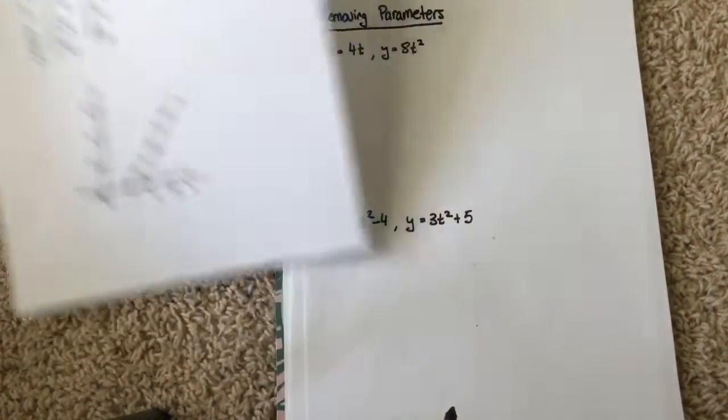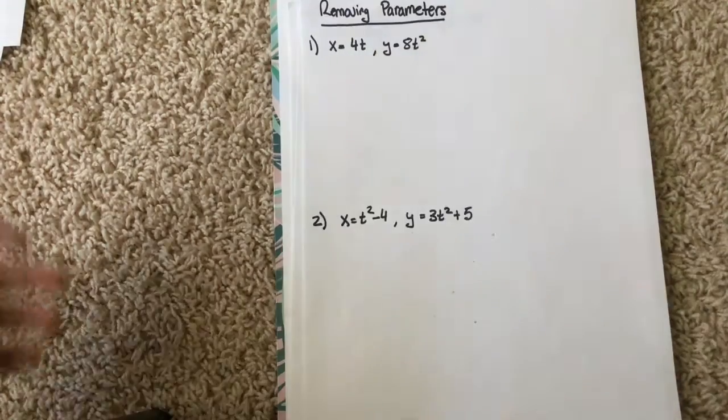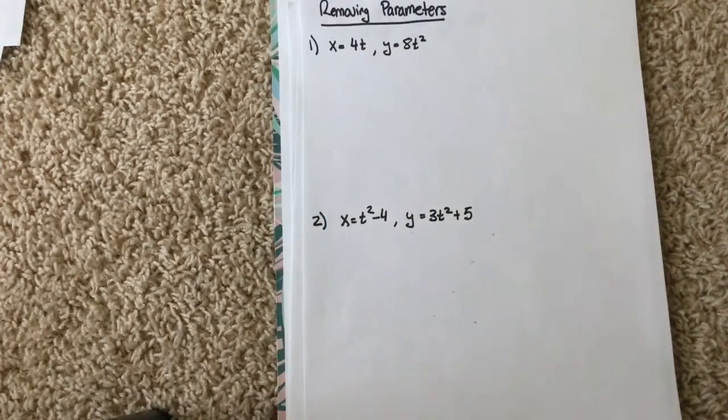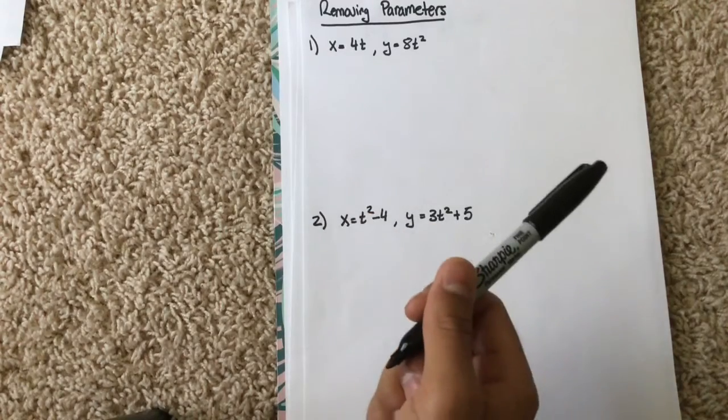Now the next thing I want to talk about is removing parameters. This is going to be very, very important when it comes to graphing as well as trying to solve these equations. Removing a parameter essentially means that we want to remove the t, and we're actually combining the two equations together. And so what we want to use is just simple substitution to try to find what a simple rectangular equation is going to be for these parametric equations.